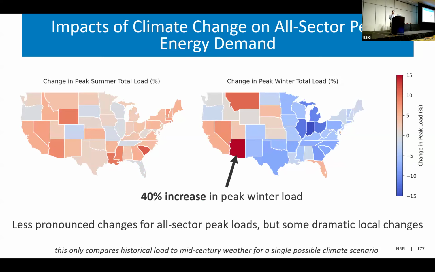Here you can see it in Arizona, where you actually see a 40% increase in peak winter load, which is kind of crazy. When I first saw this, I thought it was an error. We messed up the load model, et cetera, et cetera. Started looking into it. This is actually a result of this totally unprecedented heat wave happening in Arizona, simulated in this climate model in about 2050.